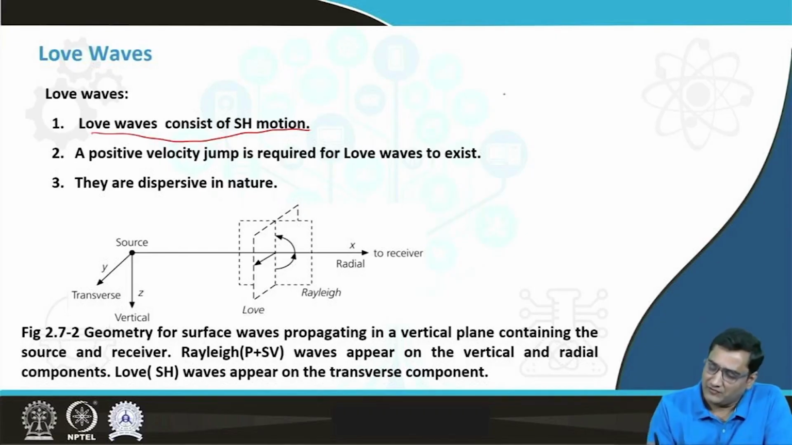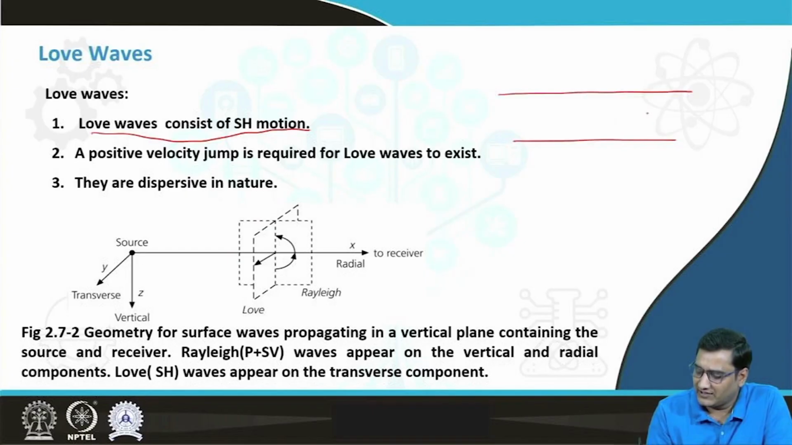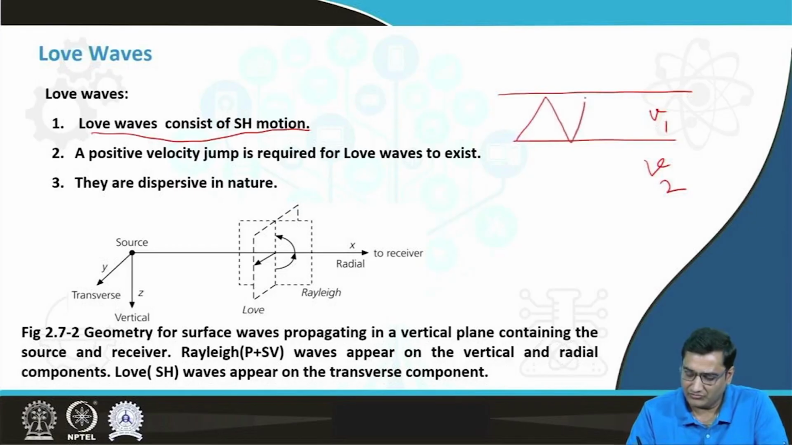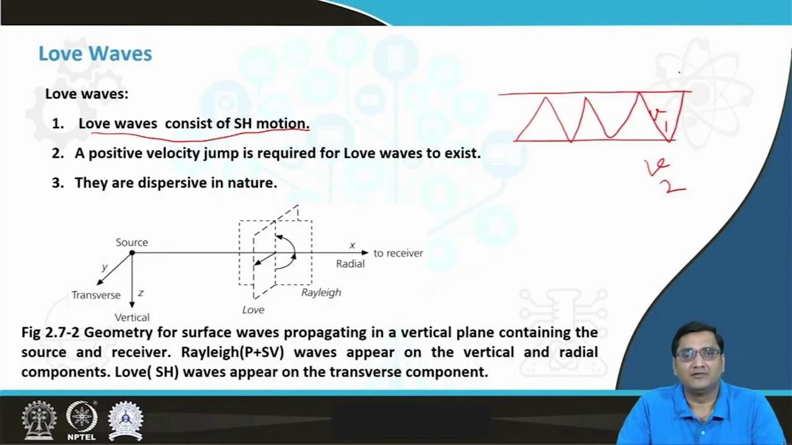So if there is a layer, then the velocity of this layer, V1, should be less than the velocity of the layer just beneath it. The Love wave, and its SH wave motion, will basically bounce within this particular layer and generate the Love wave. And Love waves are inherently dispersive in nature. That means the velocity of the Love wave depends on its period, or you can say its frequency.